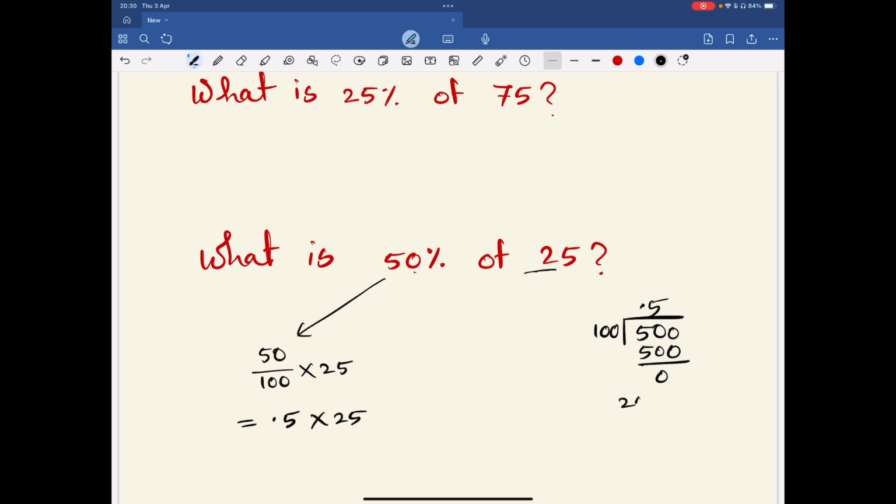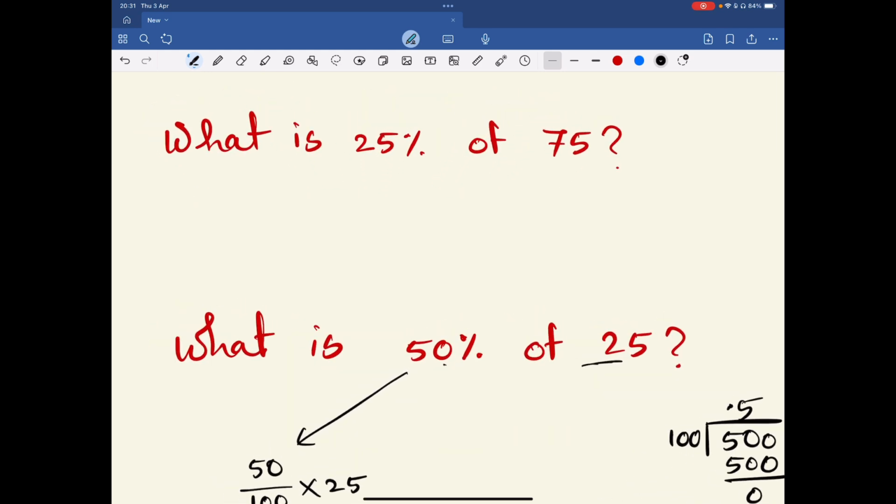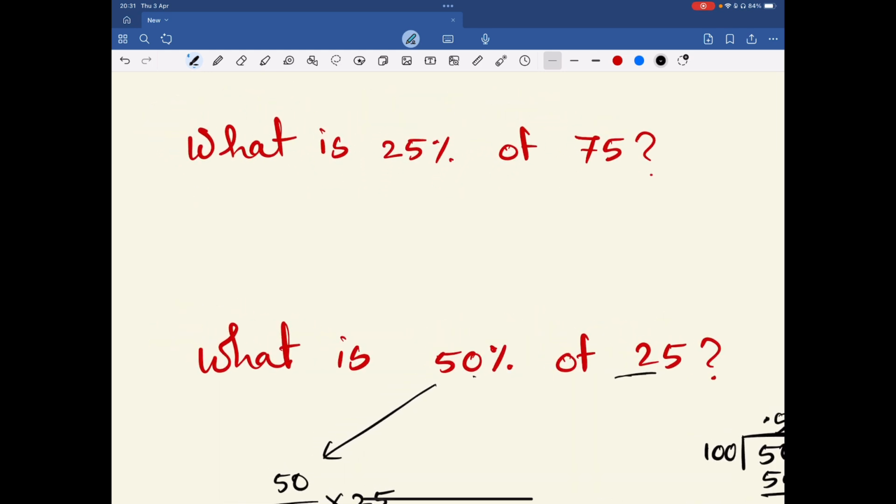Now multiply 25 with 5 because we are doing multiplication of decimals. 5 times 5 is 25. 5 times 2 is 10, plus 2 is 12. 125. How many place values are there? 1. So put the 1 there. So it will be 12.5. So what is 50% of 25? It's 12.5.